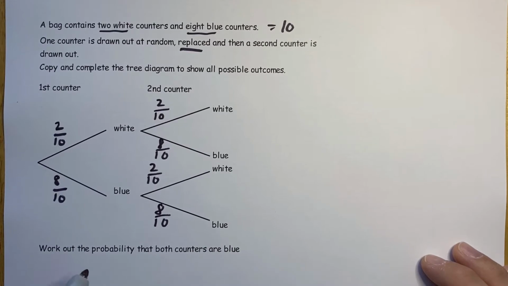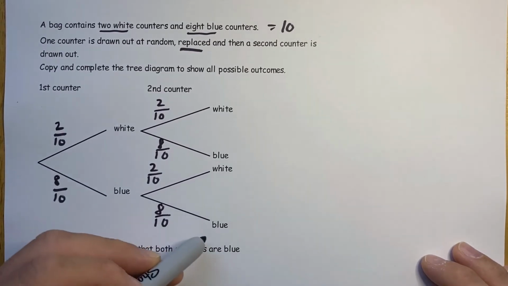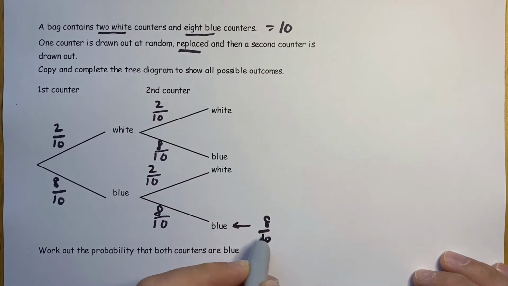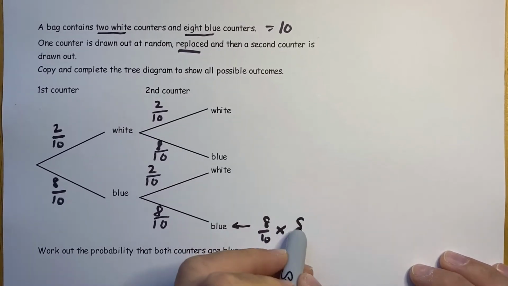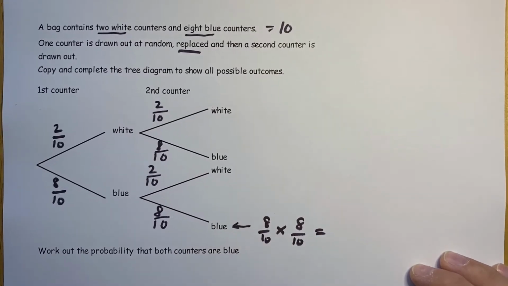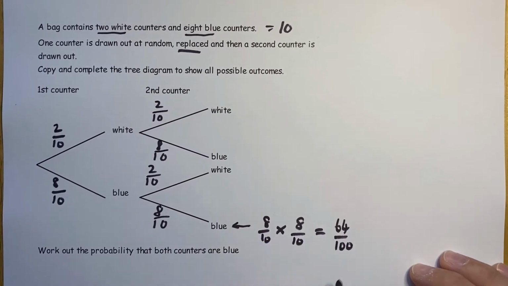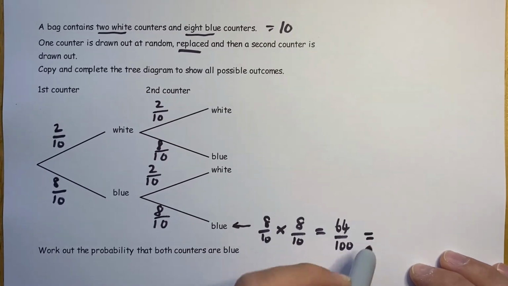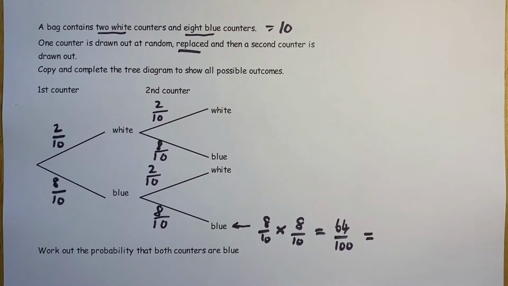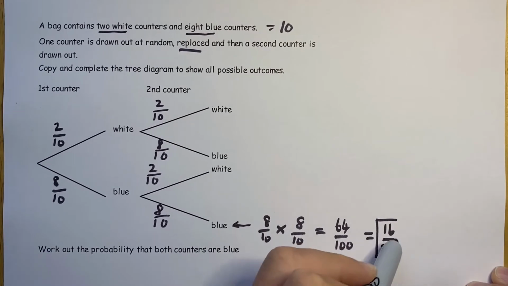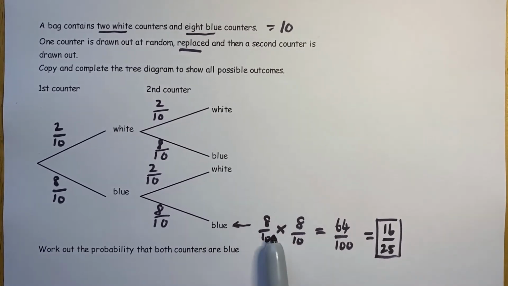Work out the probability that both the counters are blue. So blue and blue, that is the one that we're after. Blue is 8 out of 10, and so times blue is 8 out of 10, and you multiply them together and you get 64 over 100. 8 times 8 is 64, 10 times 10 is 100, and that you can cancel down, which is 16 over 25. I've done it quickly, but it could be done by cancelling down by 2 to start off with, and then cancelling down by 2 again, or it can be cancelled down by 4 straight away.